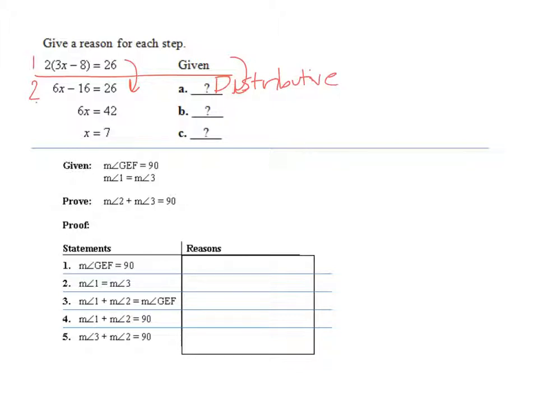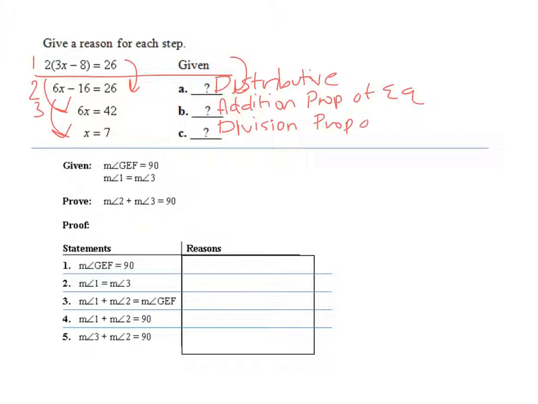To go from line 2 to 3, I added 16 to each side. So on line 3, I'm going to write the addition property of equality. To go from line 3 to 4, I divided both sides by 6. So I'm going to write the division property of equality.